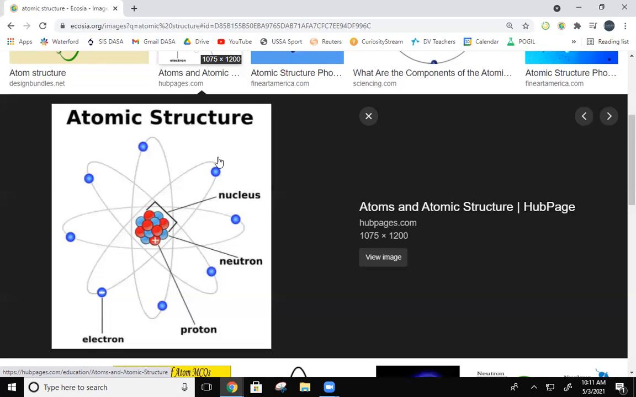Does anyone remember what a positively charged ion is called? Cation. C-A-T-I-O-N. Cation. Okay? Positively charged is a cat, negatively charged is an an. All right? That is atomic structure.